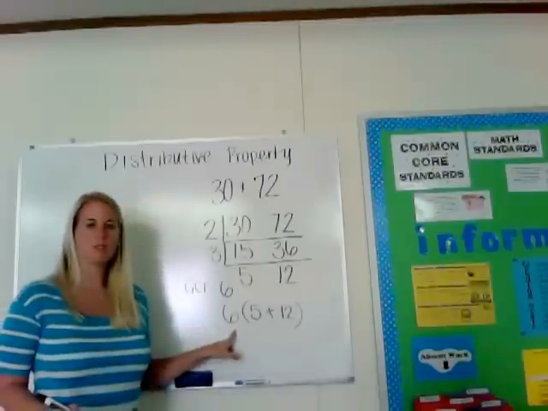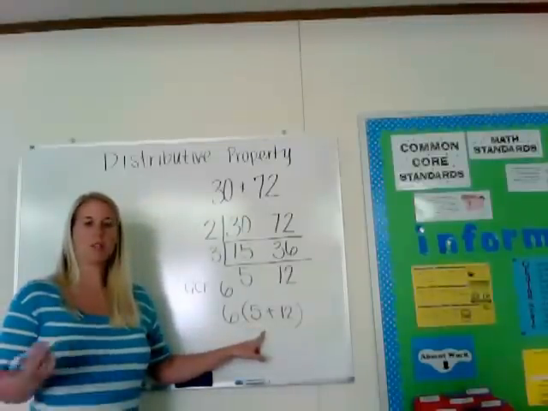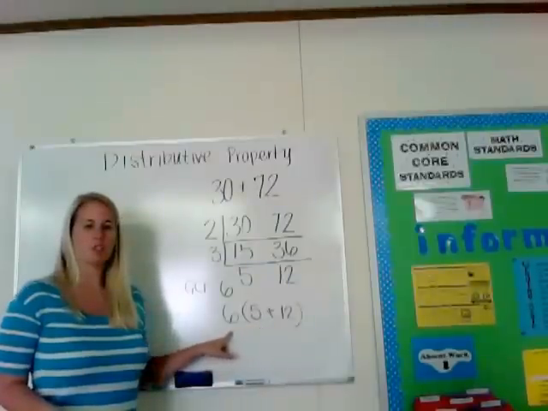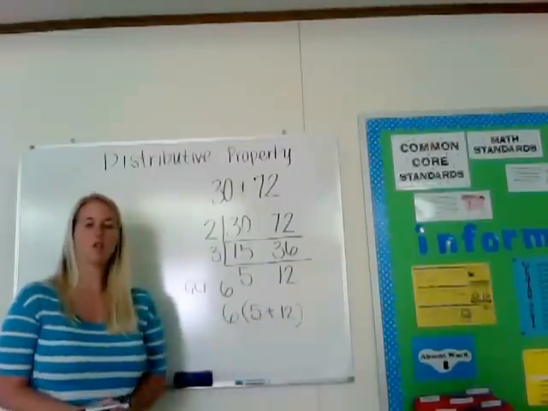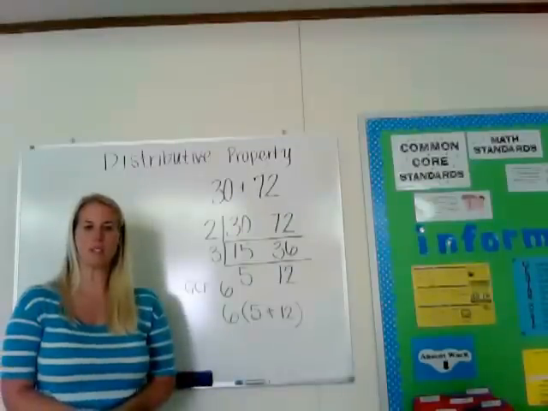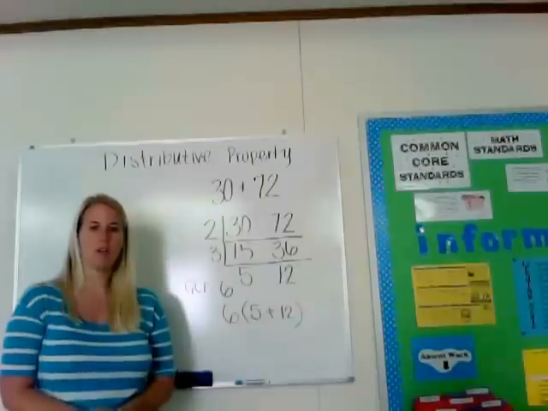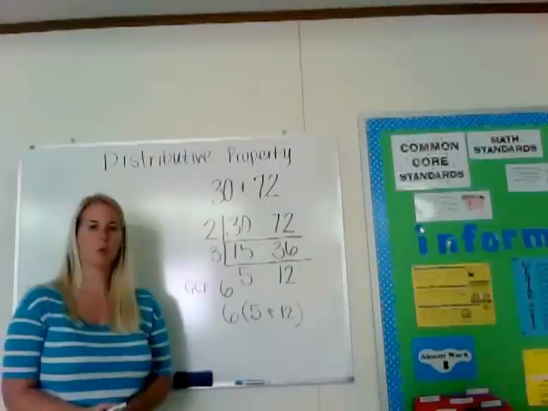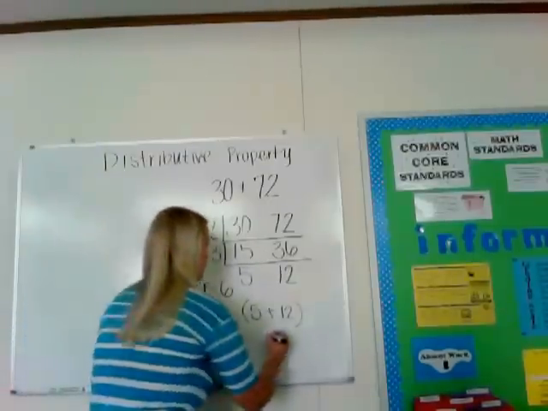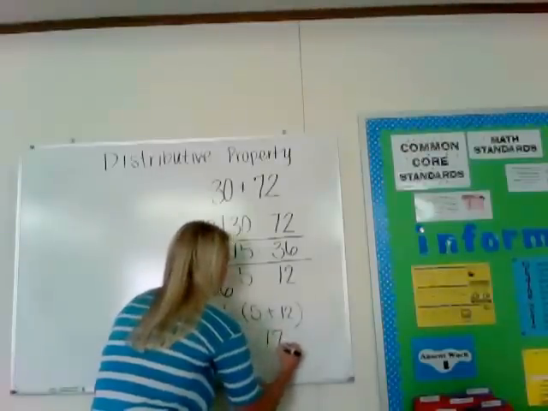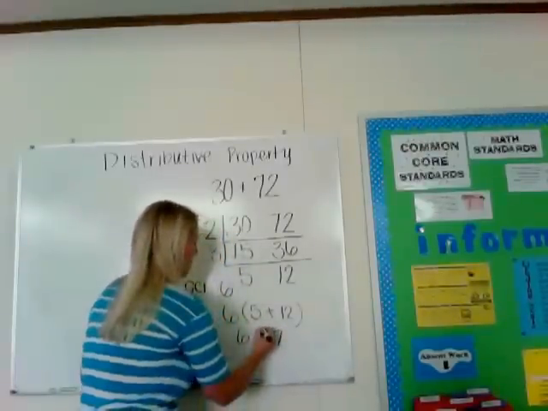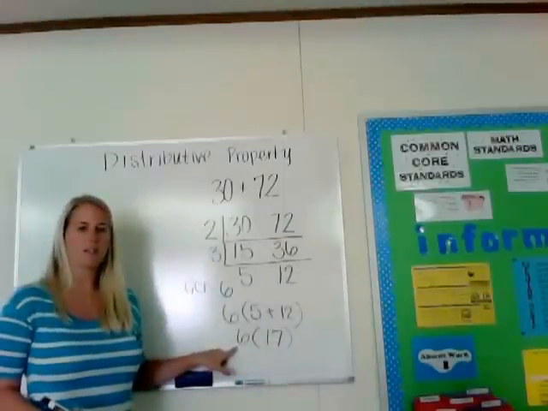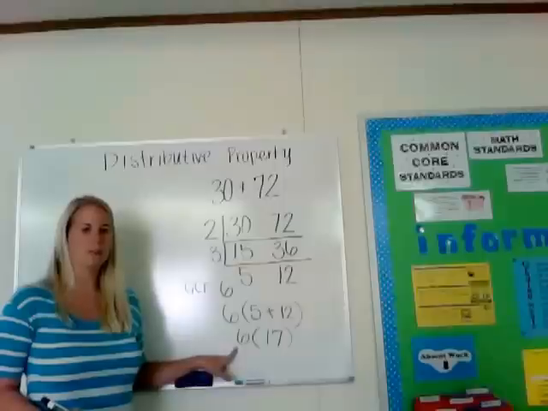I have now used the distributive property. I can check my answer. Well, I'm going to use the order of operations to solve what this would be. The order of operations says I do what is inside the parentheses first. In this case, I have 5 plus 12. 5 plus 12 is 17. I will bring down what is left. In this case, it's a 6 on the outside of parentheses.